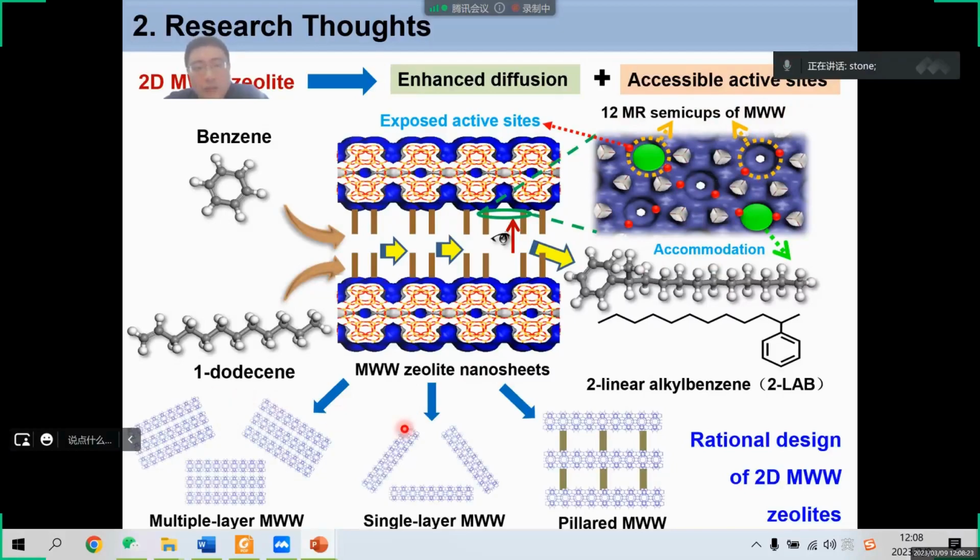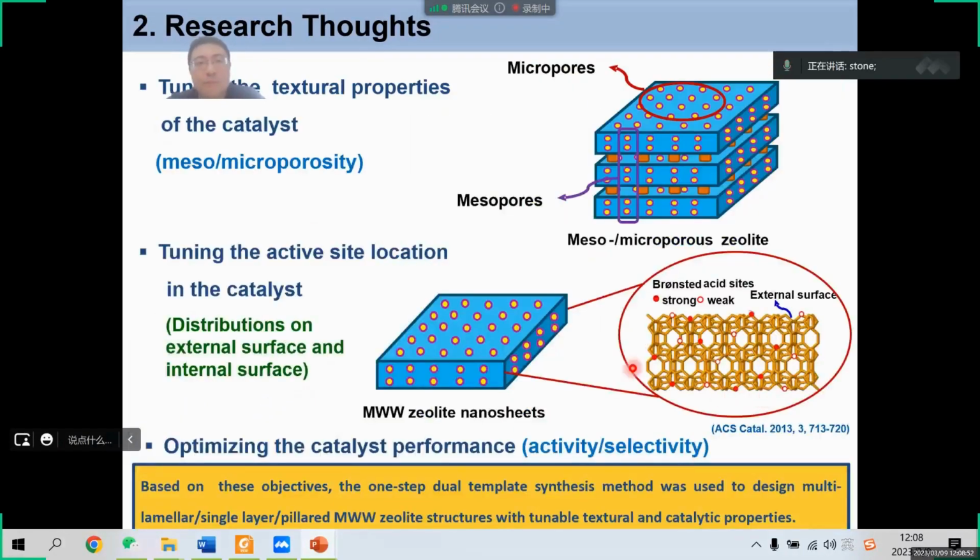So here are the three structures for two-dimensional MWW zeolite, including multiple layer MWW zeolite, single layer MWW zeolite, and pillared MWW zeolite. All of this structural information of two-dimensional MWW zeolites has been investigated, and their catalytic performance in the alkylation has been evaluated in this research. So the content of the research includes 3 points.